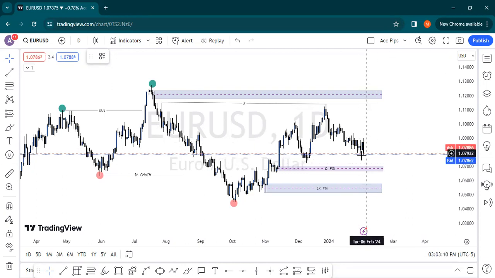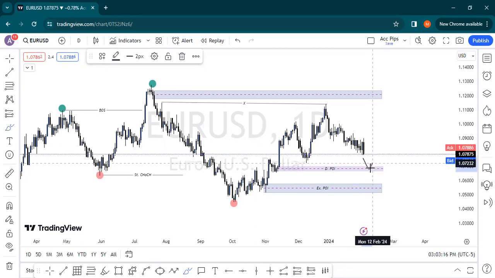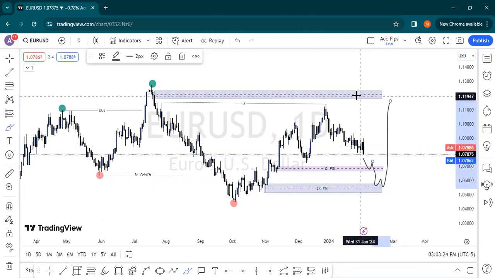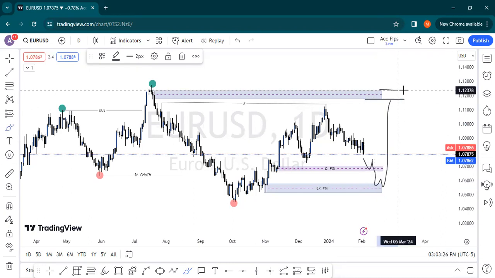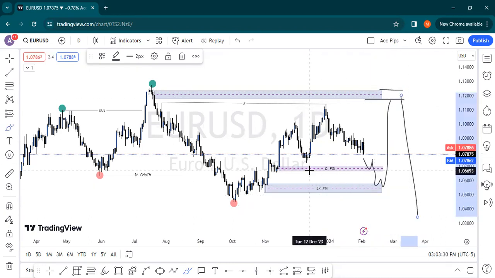But in the long run, I'm expecting price to react to the decisional OB, get to this guy, and then pump up to the extreme OB before crashing down. That is what I'm expecting on the daily time frame in the long run.